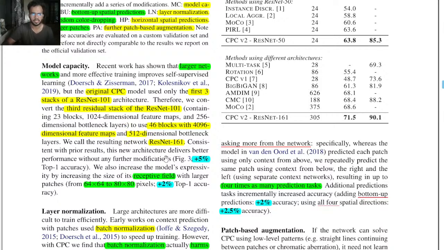So this new architecture delivers better performance without any further modification. The model's expressivity is increased because its receptive field, as we saw, is increased a lot. So it could also deal with patches which are 80 by 80 pixels in dimension instead of 64 by 64. Just switching the model from ResNet 101 to ResNet 161 increased the top one accuracy by 5%, and increasing the receptive field increased it by 2%.